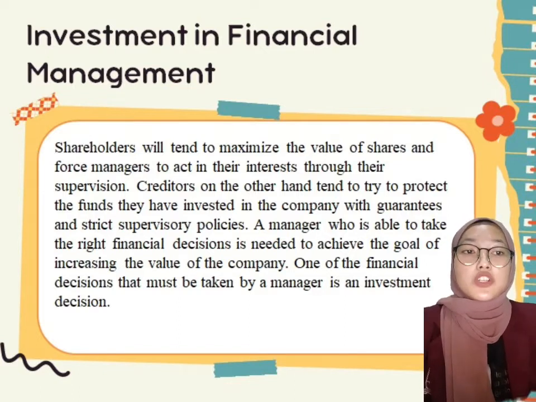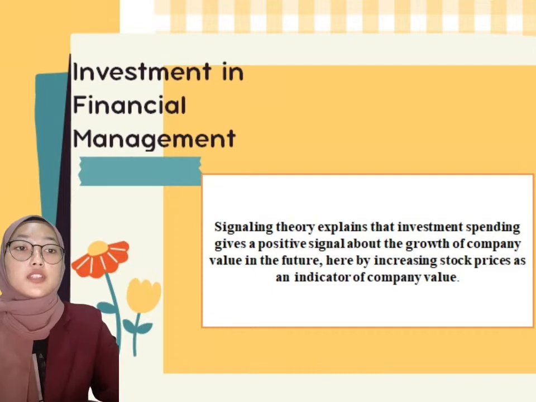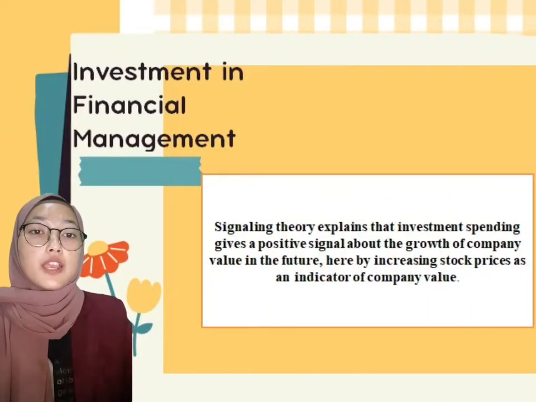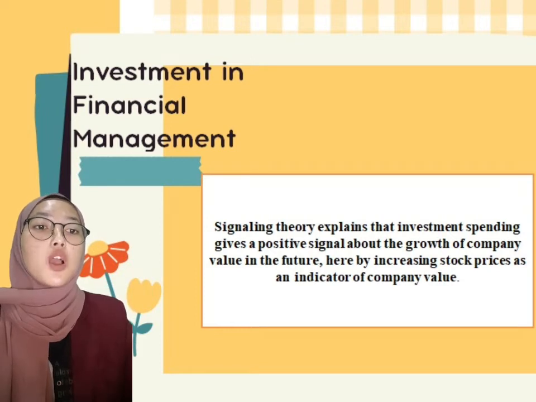One of the financial decisions that must be taken by a manager is an investment decision. Signaling theory explains that investment spending gives a positive signal about the growth of company value in the future, thereby increasing stock prices as an indicator of company value. Fama and French, 1998, and Wijaya and Wibawa, 2010, argue that optimization of firm value can be achieved through the implementation of the financial management function, where one financial decision taken will affect other financial decisions and have an impact on firm value.